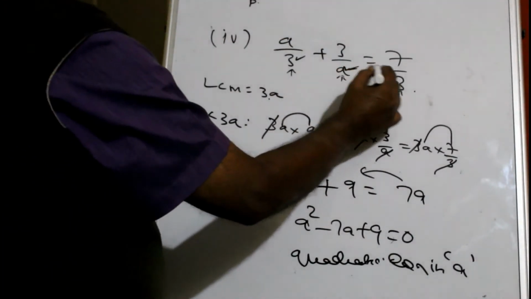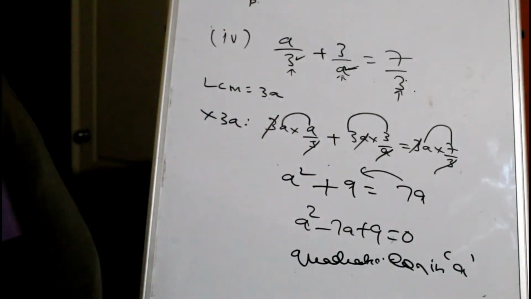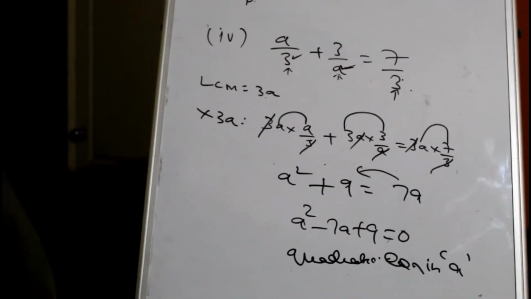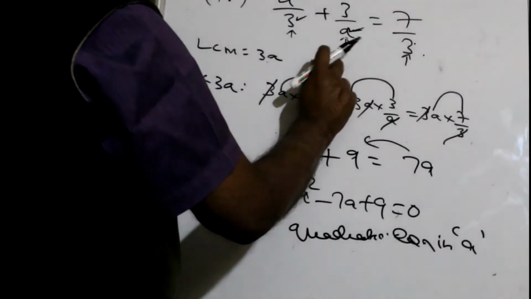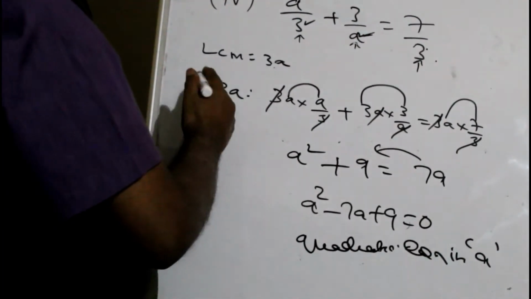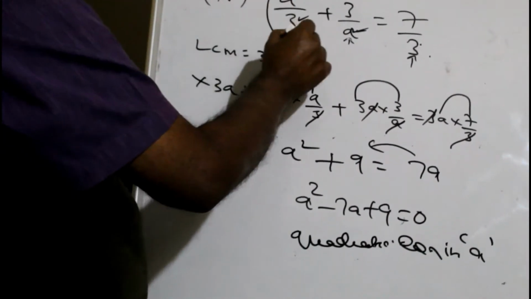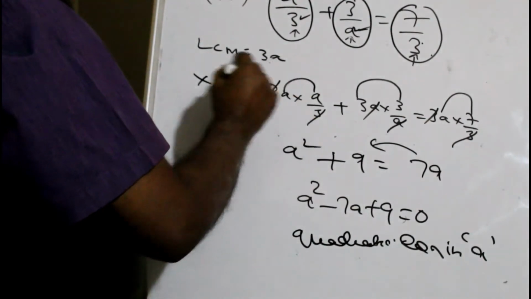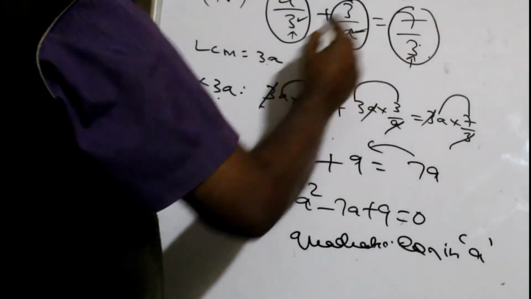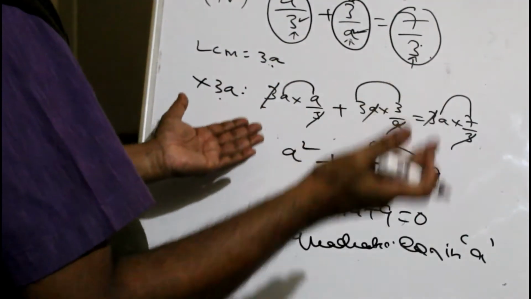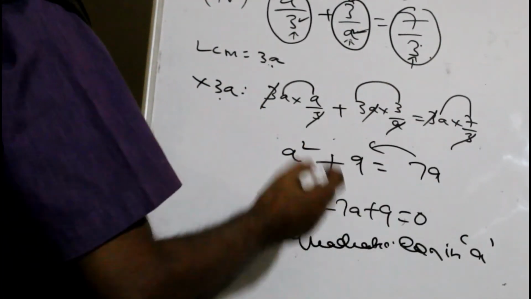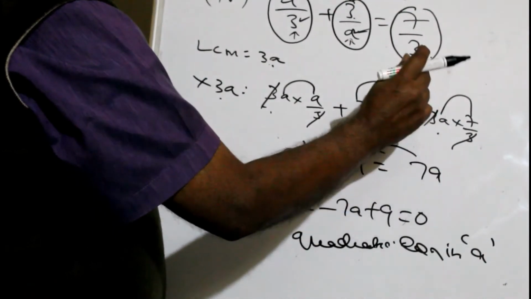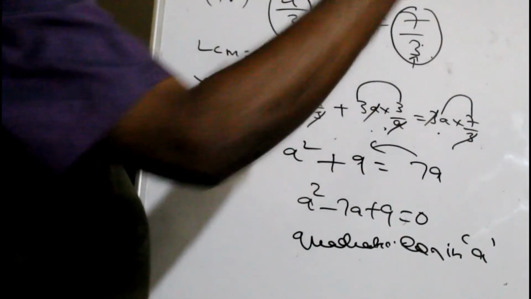So again I repeat, a by 3 plus 3 by a is 7 by 3. For 3a and 3, the LCM is 3a. So you have to remove the denominator. For that we take the LCM. One method is you can take the LCM and cross multiply, or you can multiply all the 3 fractions, 1, 2, 3, by the LCM 3a. When you multiply all the three fractions by the same LCM, the equation remains balanced. It won't change. So 3a into a by 3, 3a into 3 by a equal to 3a into 7 by 3.